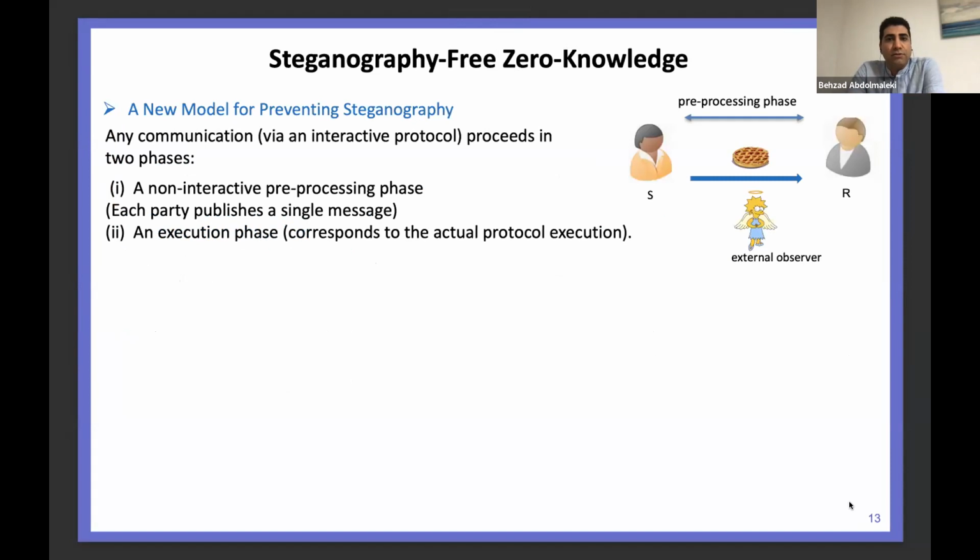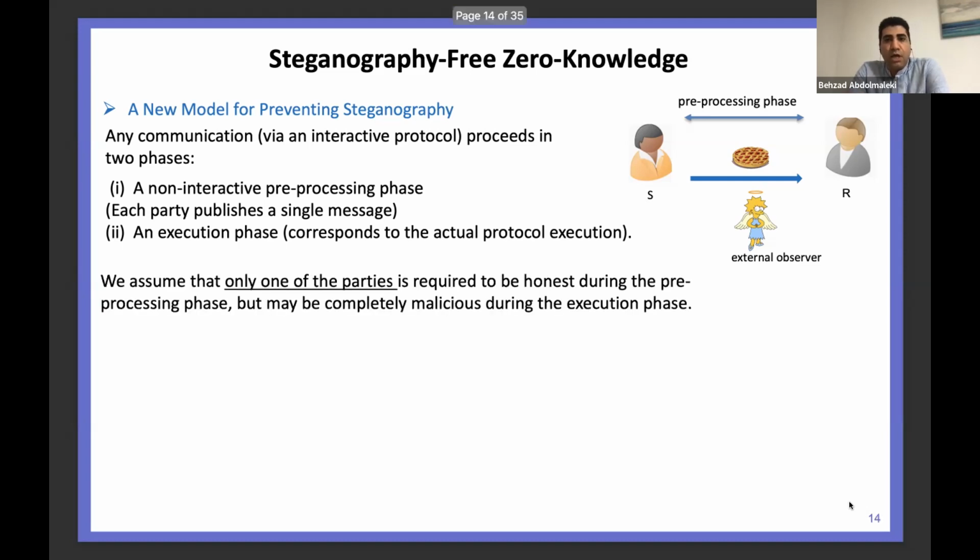So our model to prevent such an issue is divided into two phases. The first phase is a non-interactive pre-processing phase, in which each party can send a single message to the other. And then there is the actual protocol, which is called the execution phase. In this model, we assume that only one party needs to be honest in the pre-processing phase, but in the execution phase, both can be malicious.